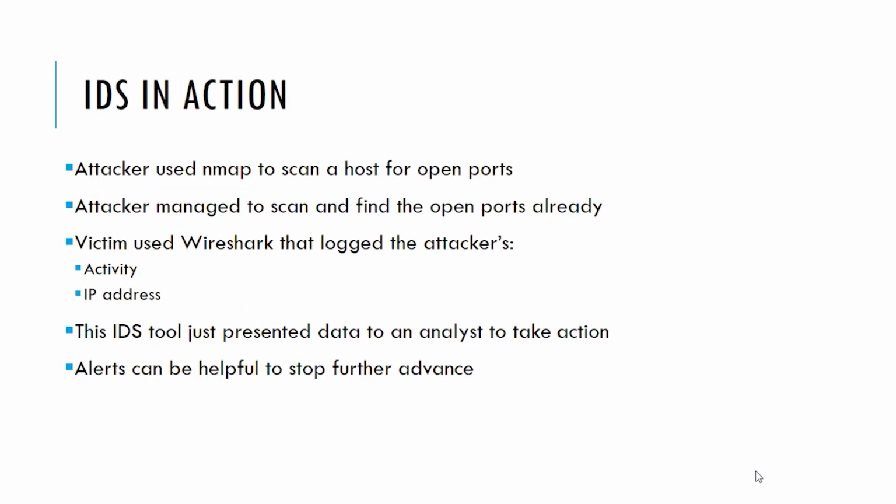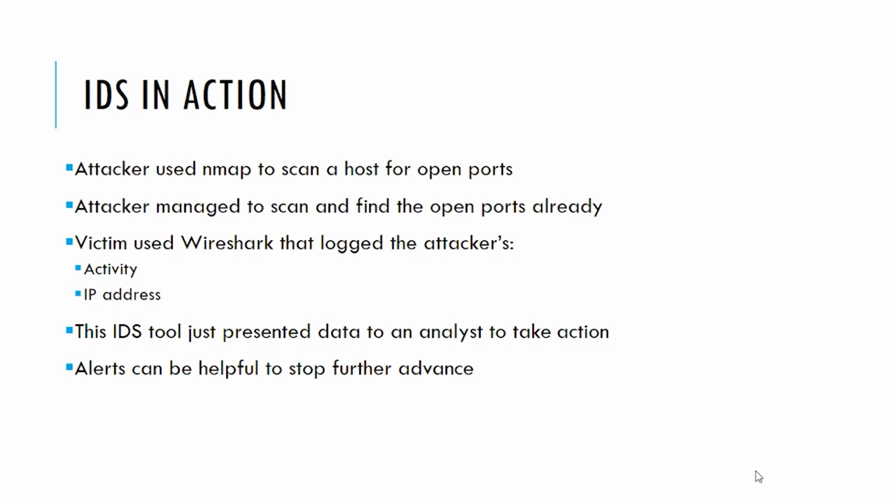Let's move to the IDS in action. Let's suppose that an attacker used Nmap or ZenMap to scan a host for open ports. And let's recall here that an open port for no reason is a vulnerability inside the system. If the attacker managed to scan and find the open ports already, the victim may use Wireshark, the sniffer we have talked about before, to log the attacker's activity and to log the attacker's IP address. This is something that we need to know about the attacker.